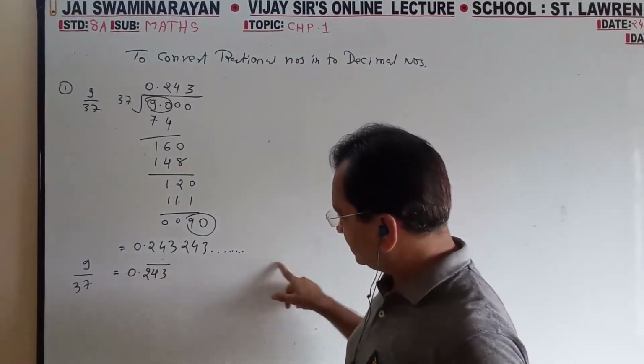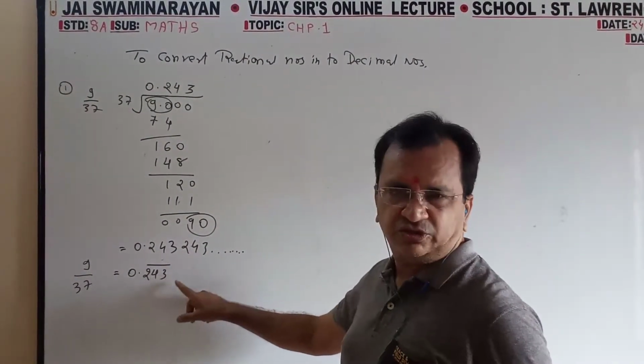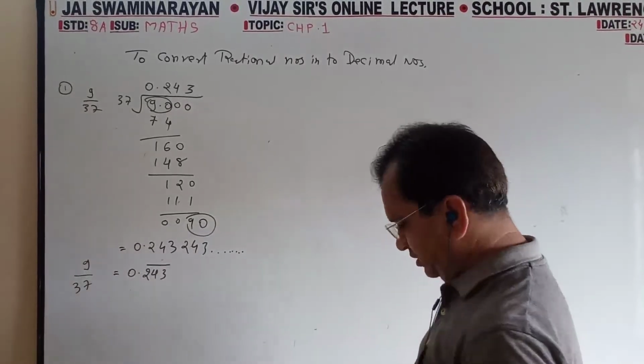So how to show that? Just this. Then like this also you can show. Then you have to convert into this.